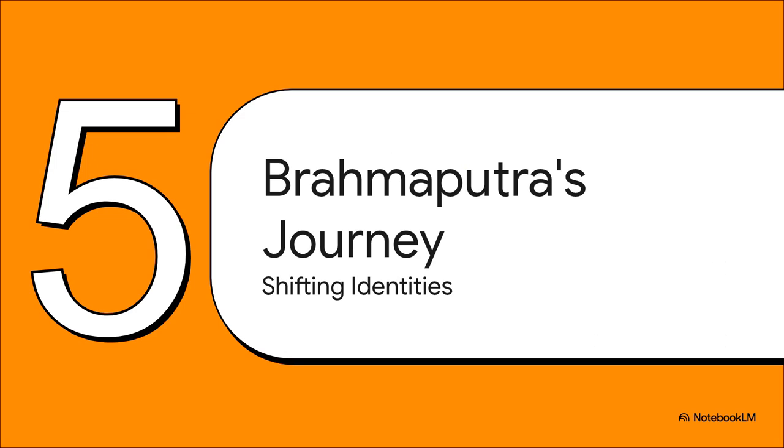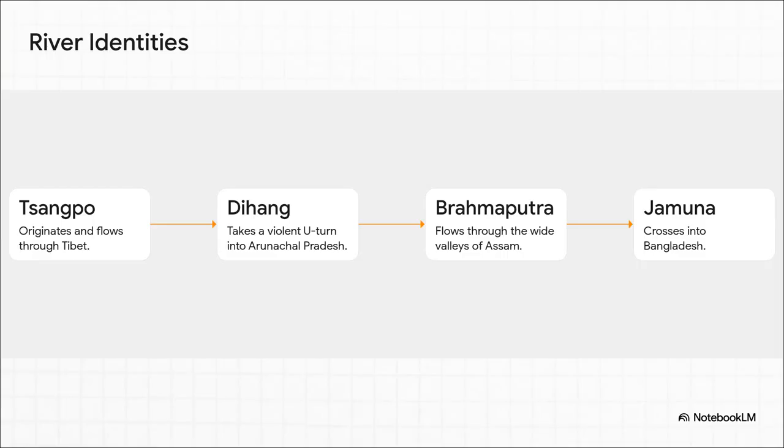Moving right along to Section 5, Brahmaputra's wild thriller journey, the shifting identities of a massive river. If the Indus is like a smooth, epic poem, the Brahmaputra is a terrifying, totally uncontrollable thriller movie. I mean, it is sheer, violent natural force. Get this. This river actually changes its identity 4 times. Let's track how this builds.